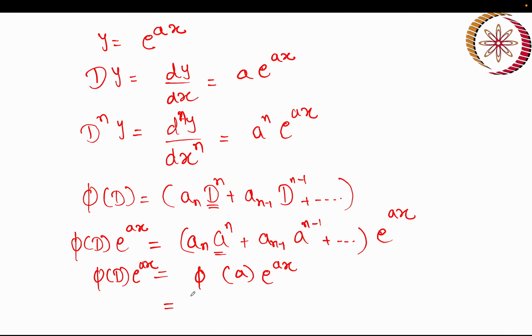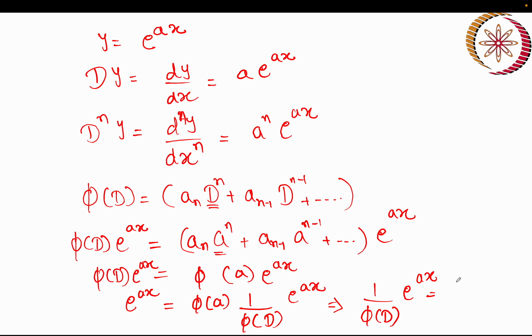So if we apply 1 upon phi of D on both sides, what we will get is e raised to ax phi of a, 1 upon phi of D e raised to ax, and that is nothing but 1 upon phi of D e raised to ax is equal to 1 upon phi of a e raised to ax.